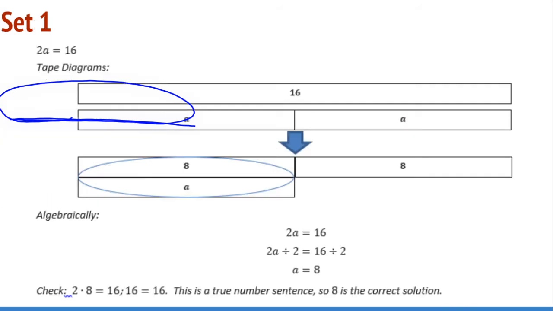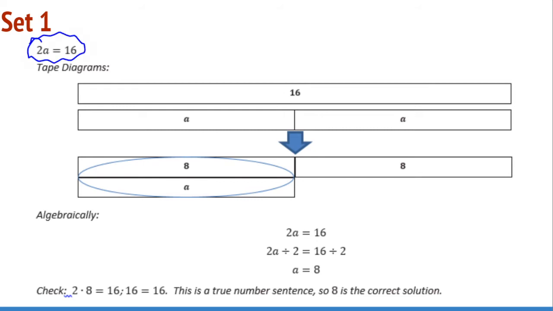All right, here we go, looking at set 1. So the first part of set 1 is we have 2a is equal to 16. So we have a tape diagram that is equal to 16, and we have a tape diagram that is equal to 2 a's, and each one of those a's has the same value. So we can see that the 16 is going to be divided in 2, and each of those pieces is equal to 8. And we can see that a is equal to 8. So here it is with tape diagrams.